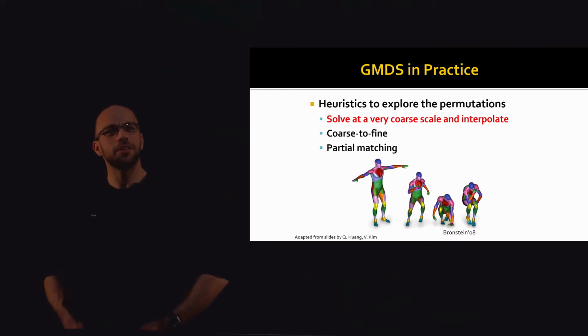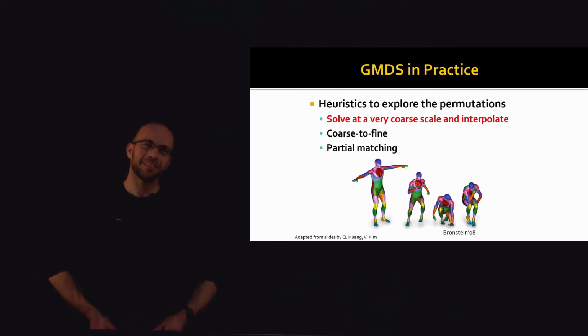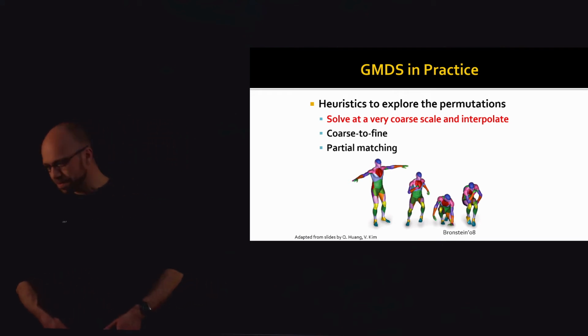So one simple thing that you could do would be to discretize your surfaces really, really coarsely so that you're actually in a regime where you really can solve the GMDS problem. So maybe I sample my surfaces with like 10 points and I can solve a problem of size 10 factorial, or maybe even a little larger if I do some clever pruning. And then once I have the solution to this extremely coarse GMDS problem, I then just interpolate the matches, maybe based on distances to the closest landmark or something like that.